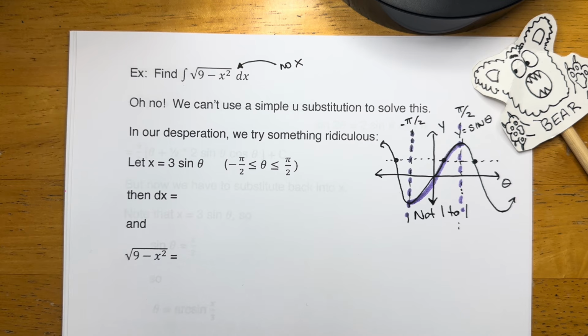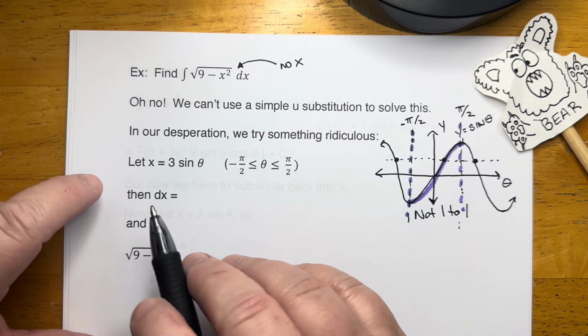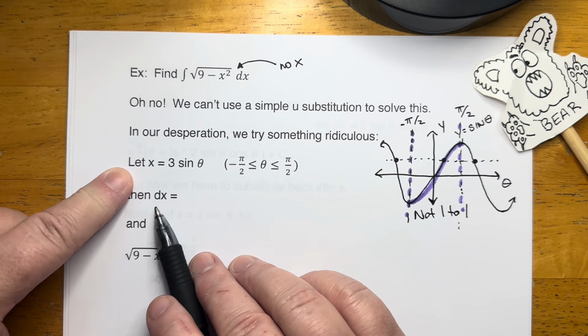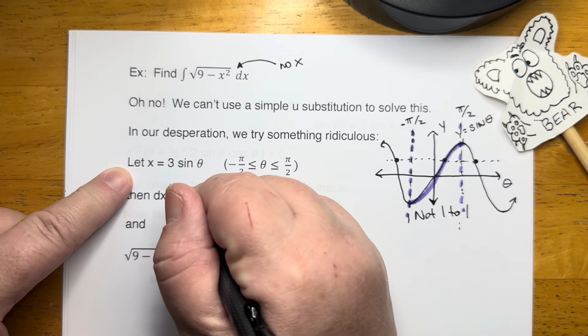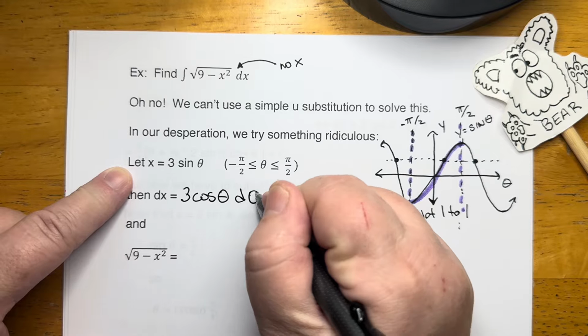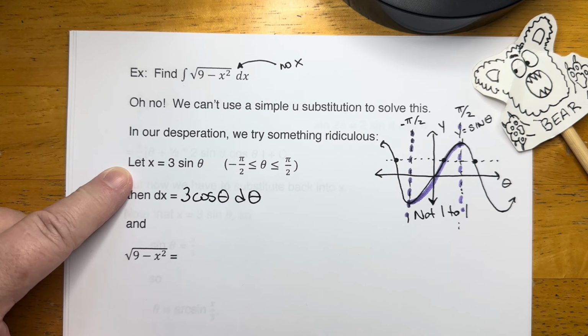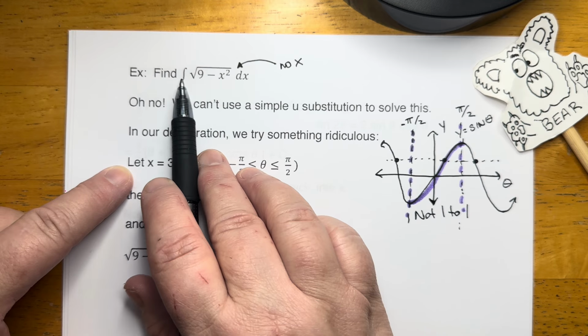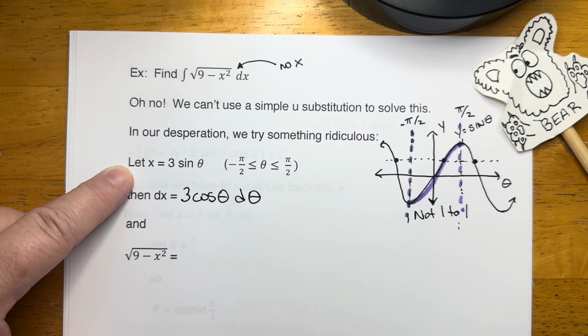Okay, but for now, I want to go on with this, and I'm going to say if x is 3 sine theta, then dx, the derivative, is going to be 3 cosine theta d theta. Take a look at that. Do you guys agree? And then I have to figure out what this in here is going to be.